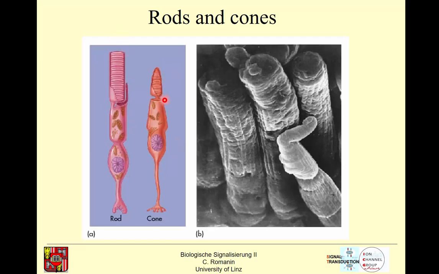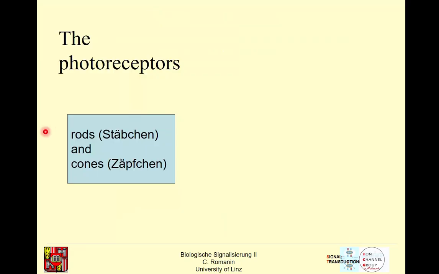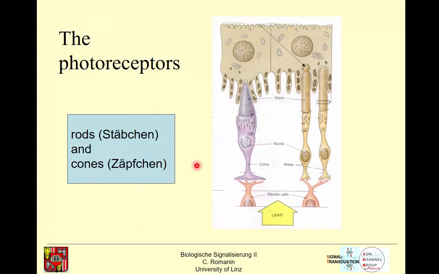And you may have already heard, maybe from your former education, that the rods are those cells that provide sensitivity for black and white seeing, and the cones are those cells that provide sensitivity for visualizing colors. Rods, in German Stäbchen, and cones, which are called Zäpfchen.